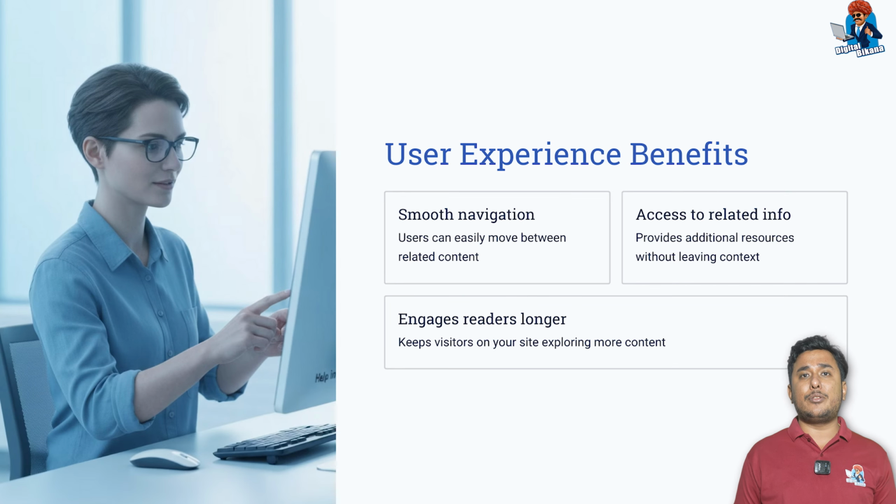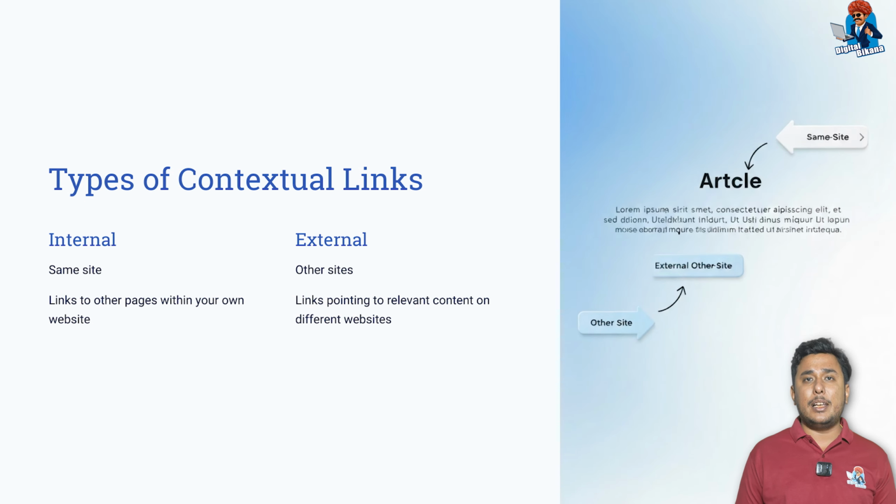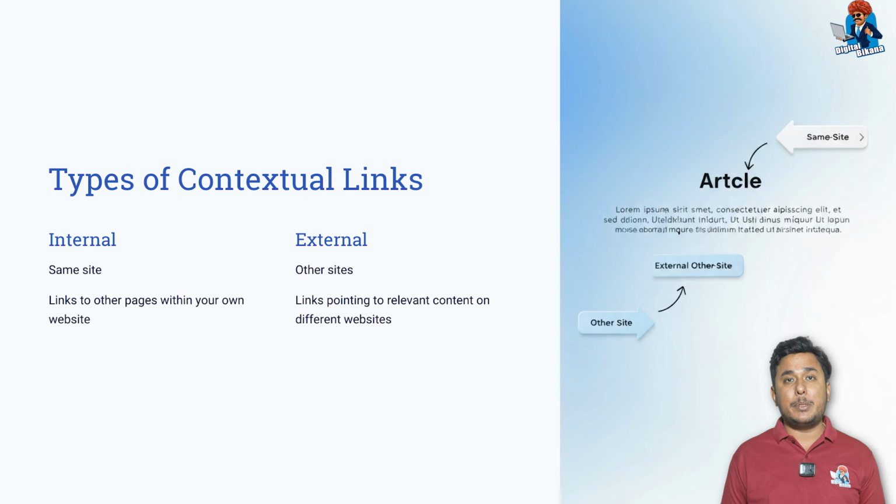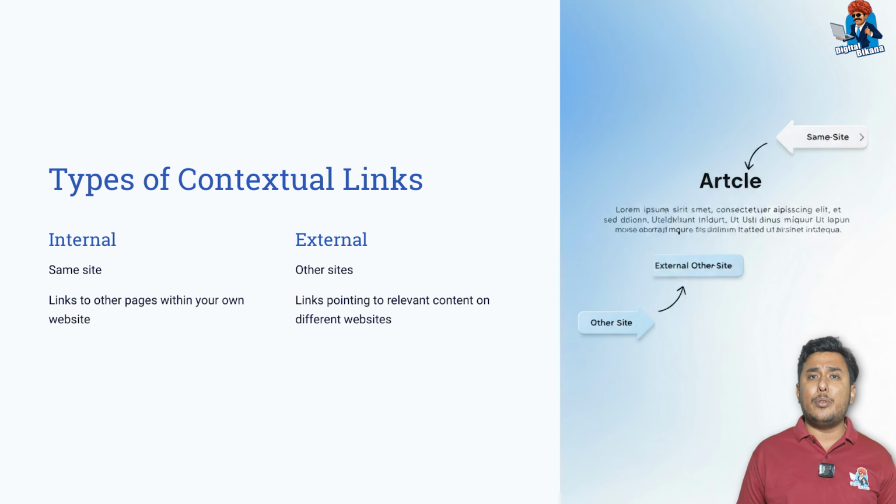For users, contextual links improve navigation and learning. They guide readers to related helpful resources without leaving them lost. Contextual links can be internal links, that is within your website, or external links pointing to other trusted sites. Both are useful, but internal links build structure while external links add credibility.